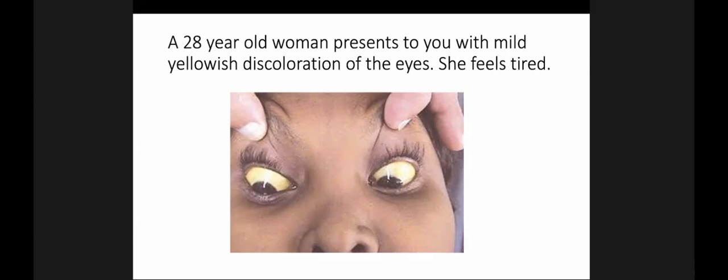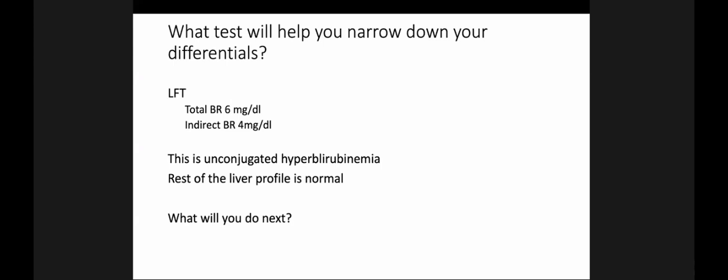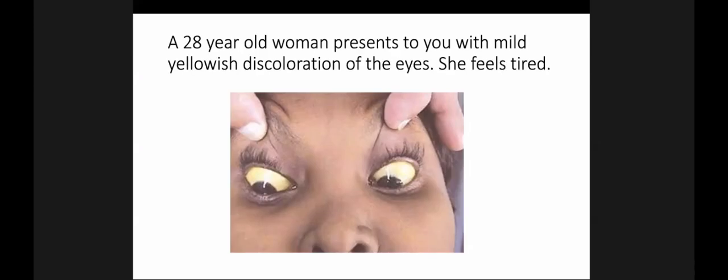This is a young woman, 28 years old, presenting with mild yellowish discoloration of the eyes. I admit this picture probably isn't very good, but what I was trying to show here was mild icterus, right? She also feels a bit tired. Okay, so I think we agree that there's jaundice, right? So what sort of tests would you like to do on her?